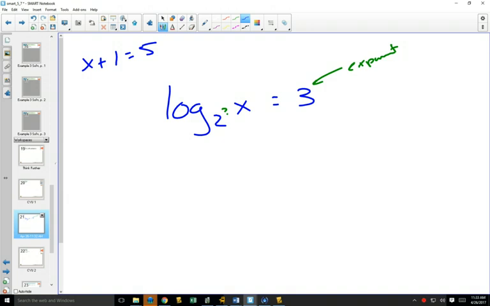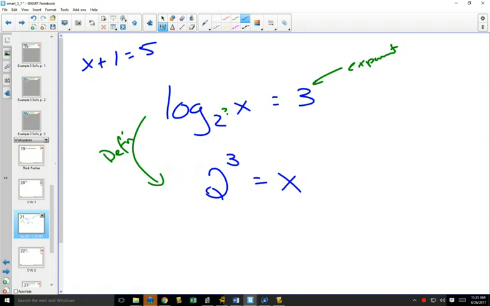We change it. We use the definition. We use the definition and say, I know that 2 is the base, I know that 3 is the exponent, and I know that x is the answer. And now it is much easier to see that x is 8. So the key to solving for x in a log is being able to use the definition. And then it's really easy to see 2 cubed equals x, so x is 8.